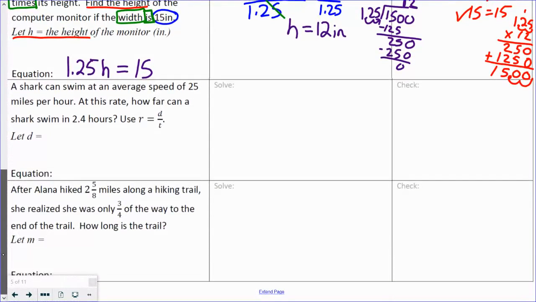We only have 2 more examples. Okay. A shark can swim an average speed of 25 miles per hour. At this rate, how far can the shark swim in 2.2 hours? So those are important information. Okay, important numbers we need. All right, so what are they asking us? How far? So we want D to be the distance the shark swims.